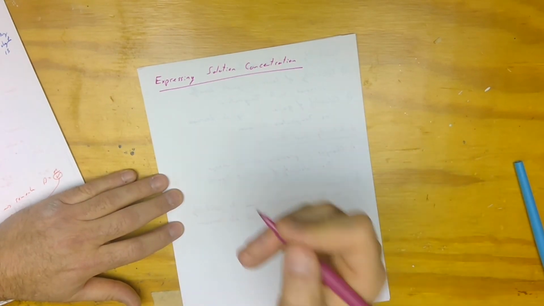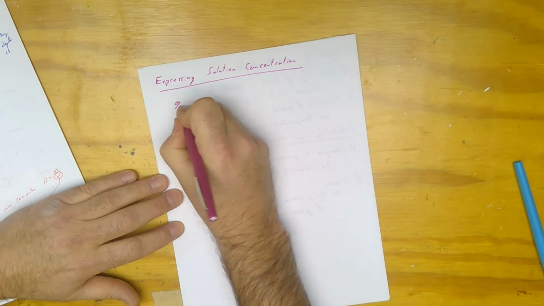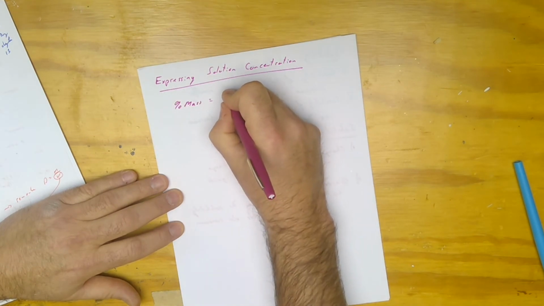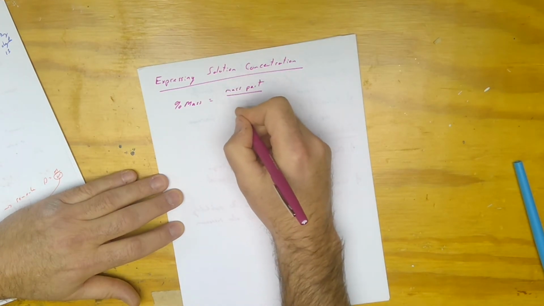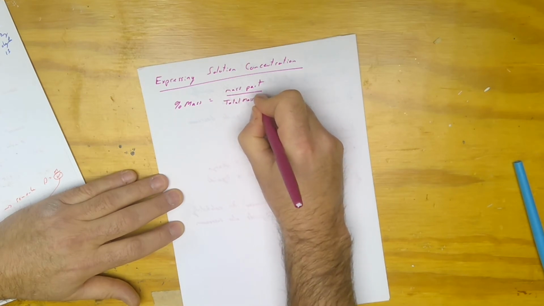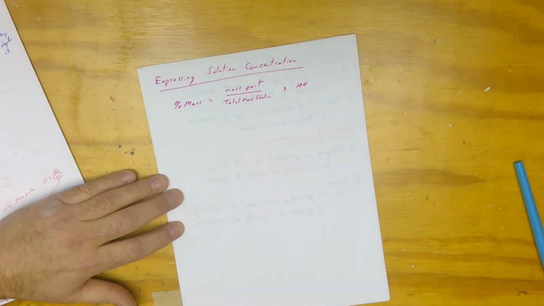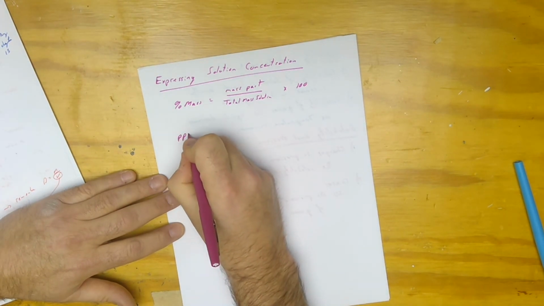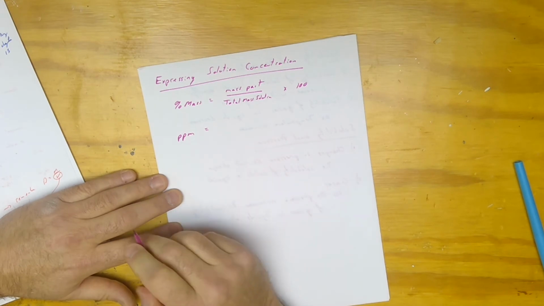When we're talking about concentration, we could talk about percent mass, which, remember, is the mass of the part over the mass of the solution, times 100. We could also talk about parts per million, ppm.